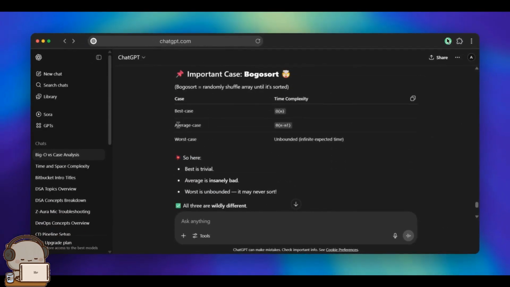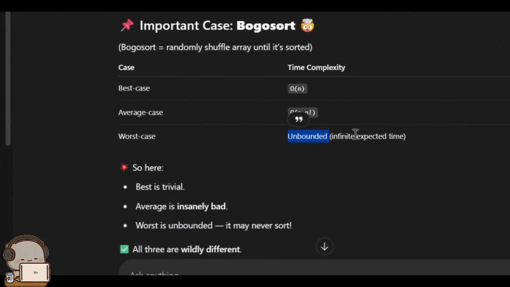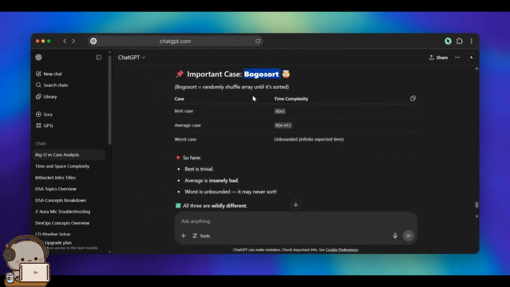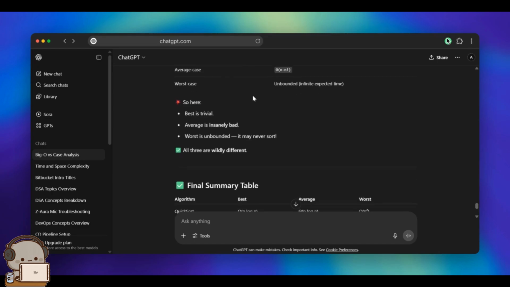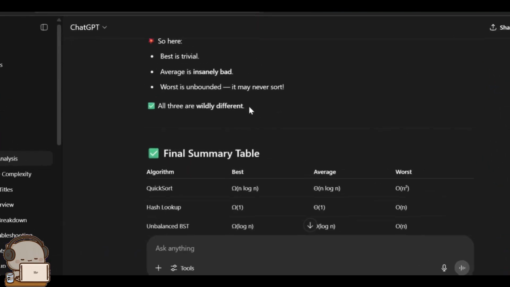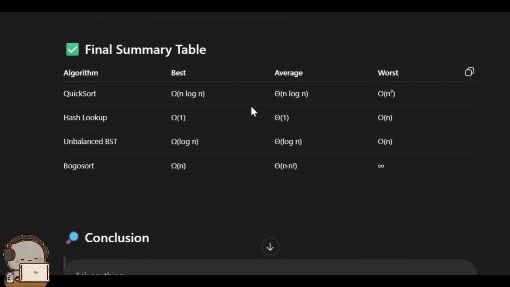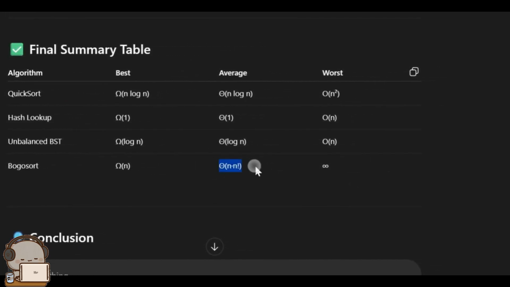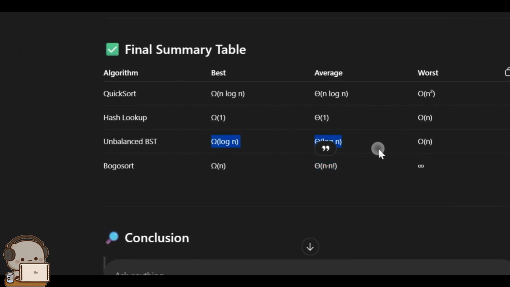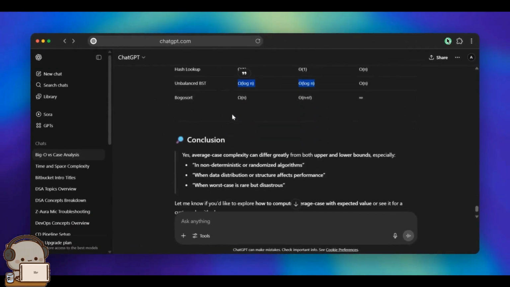Best case, average case, worst case: infinite. Oh my god, which one is this? Pogo sort. Randomly shuffle the array until it is sorted. All three are wildly different, absolutely. So this is the one which is very, very widely different. The rest are all quite similar between best and average.